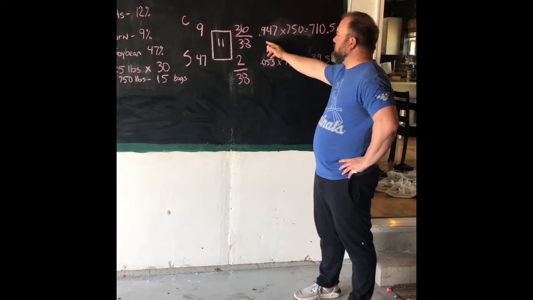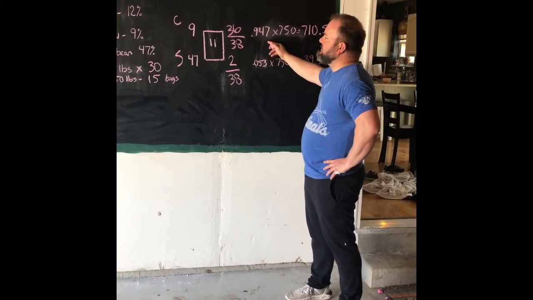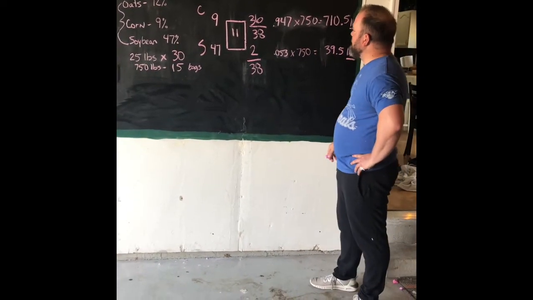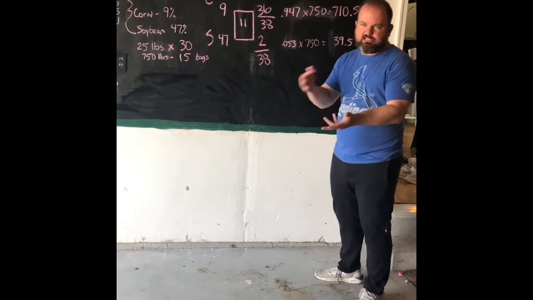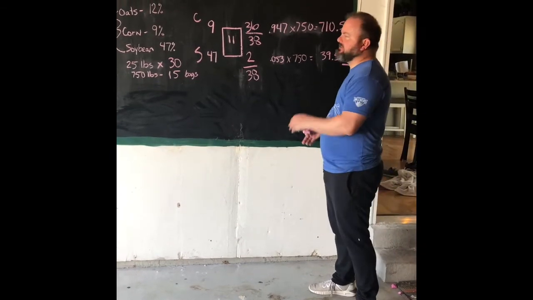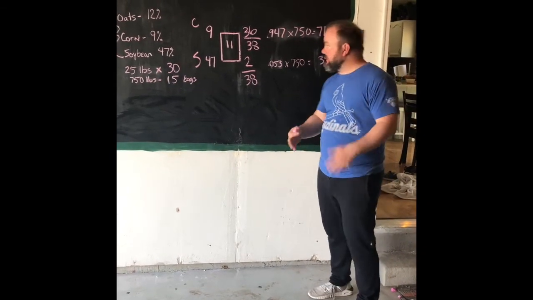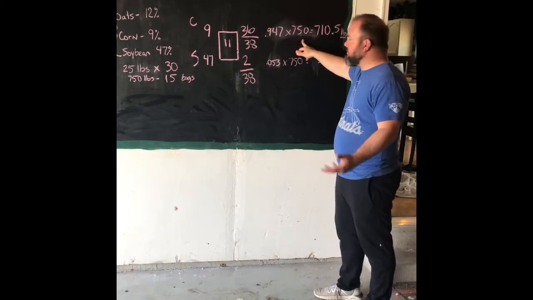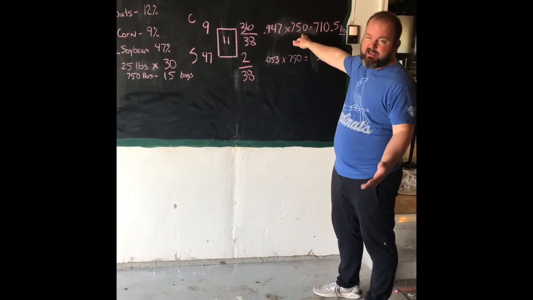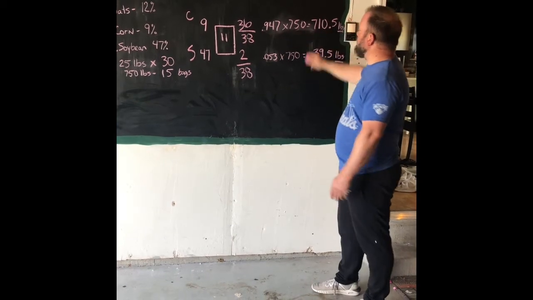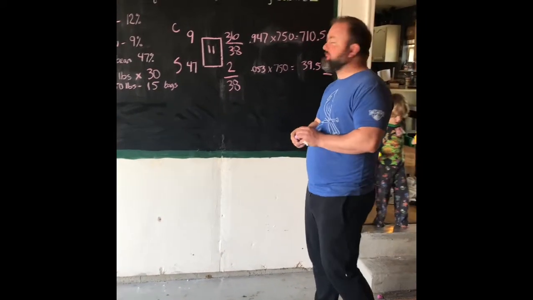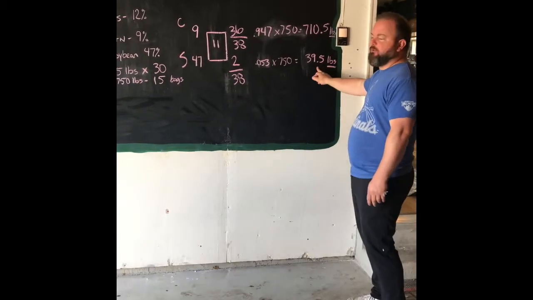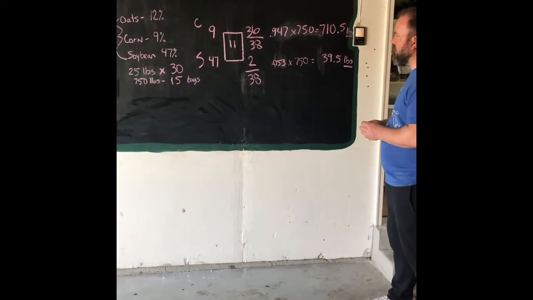That equals 94.7% or 0.947 corn that we're going to use in the diet, and 0.053 soybean meal. So if we were just using these 2 components, and this isn't what we would actually do, but if you had 750 pounds of feed, you're going to use 710.5 pounds of corn and 39.5 pounds of soybean meal.